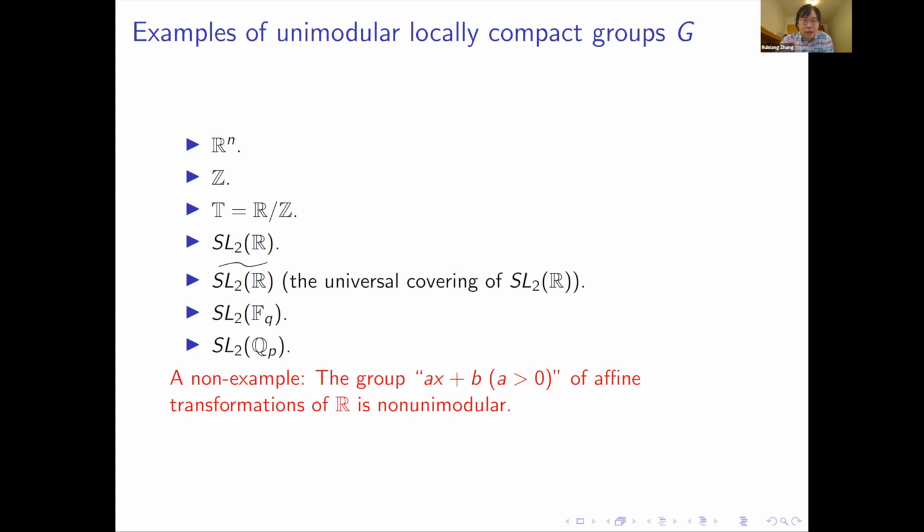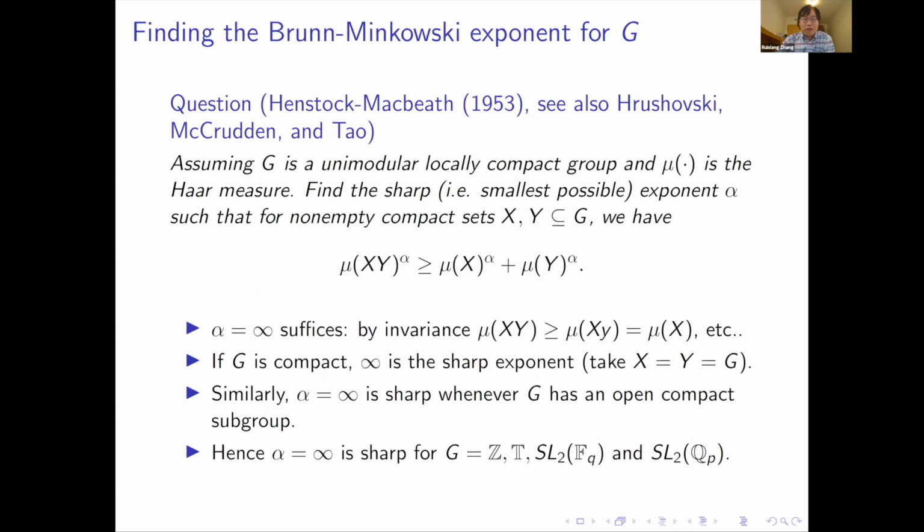Okay, so let's think about this inequality over these examples. And I have an easy remark. Actually, let's recall a little bit of history of this question. It was asked by Henstock and McBeath, I think at least implicitly in their paper. And also later, McCruden and Hoshowski, and Tao asked similar questions. I should say, they asked special cases of these questions or conjectures.